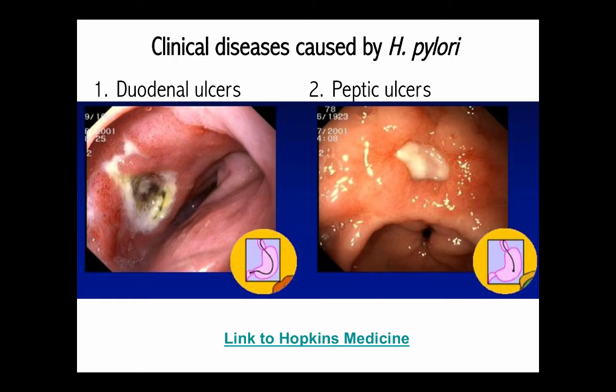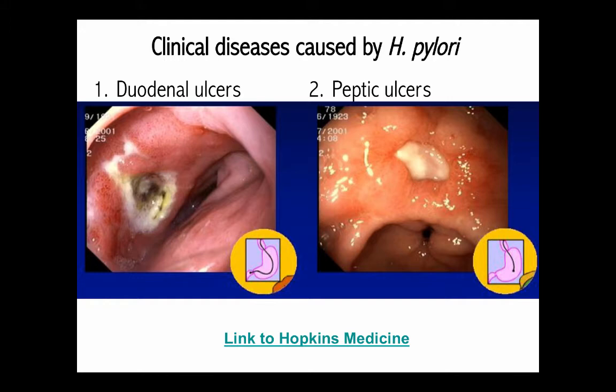Welcome to the second part of this series of presentations on the microorganism Helicobacter pylori and the diseases that it causes. In this second part, we're going to look at 4 slides dealing with the clinical diseases caused by Helicobacter pylori. We will talk about duodenal ulcers, peptic ulcers, gastric adenocarcinoma, and finally MALT B-cell lymphoma. So those are the 4 diseases we'll look at.